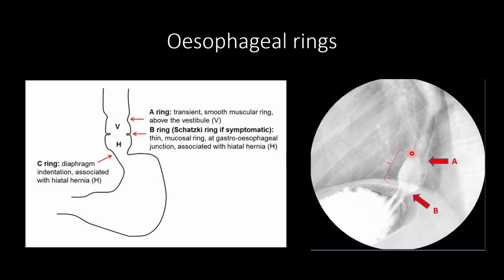The same thing is depicted over here. This narrowing is the A ring, and the one below it is the B ring, and this small dilatation of the esophagus is the phrenic ampulla, also called the vestibule.